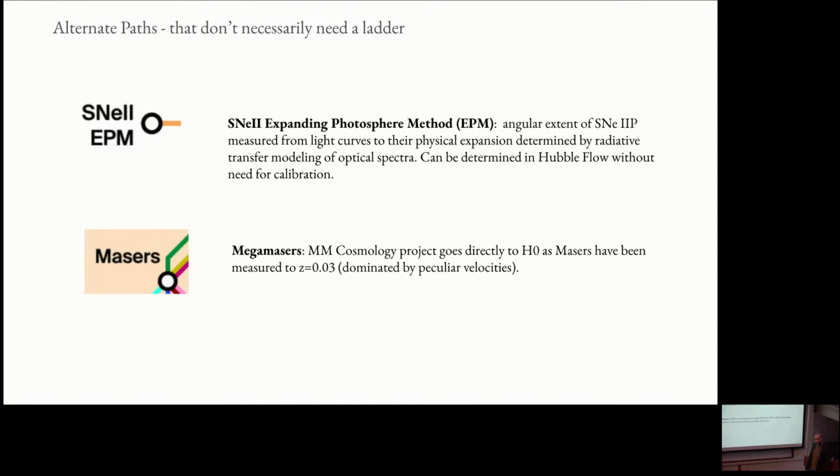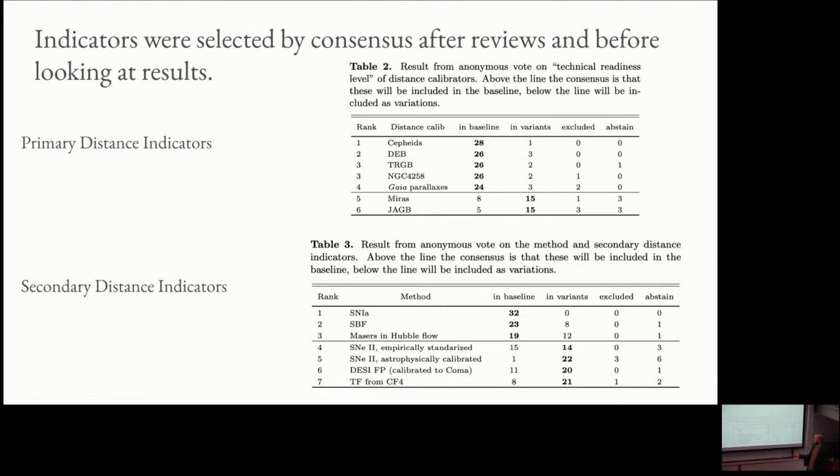Okay, and then we do have two alternative paths that aren't a ladder in a sense. We can take the masers all the way to cosmology without doing a ladder. It becomes dominated by peculiar velocities, and we also have an astrophysically model-dependent type II supernova expanding photosphere method, but that's a bit more of an early work that needs a little bit more maturing.